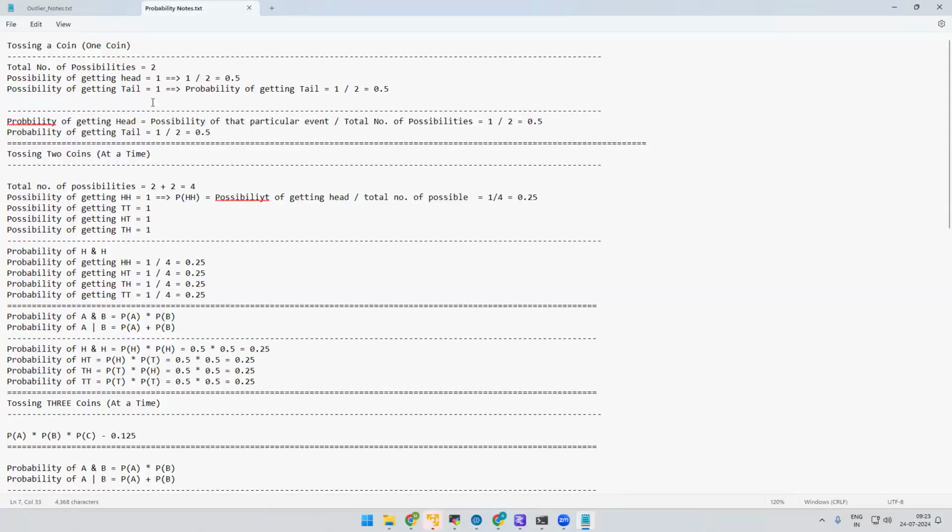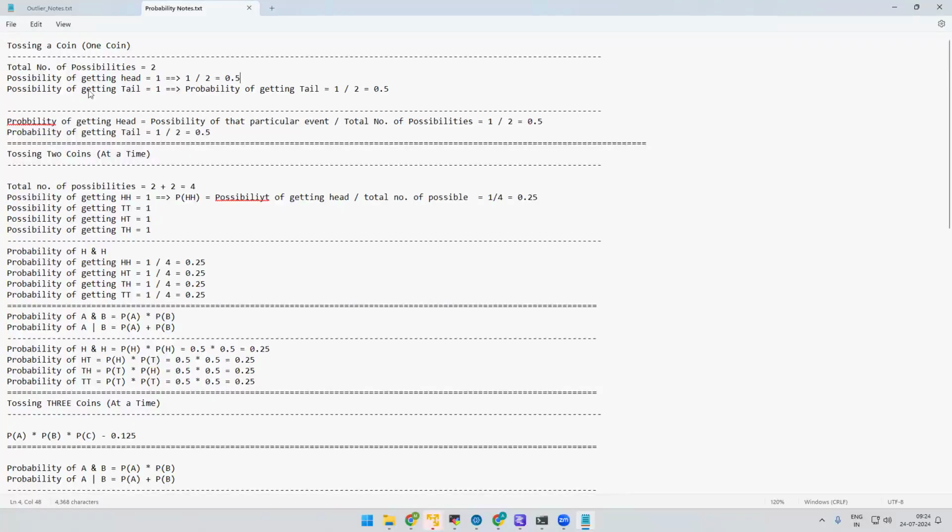Now we need to find the probabilities. Suppose you want to find the probability of getting head. We need to find the possibility of getting head first, and the total number of possibilities. And probability is quite easy. It's 1 by 2: the possibility of getting that particular event by the total number of possibilities. 1 by 2 is 0.5. So it means there is a 50% chance that I may get a head if I toss a coin.